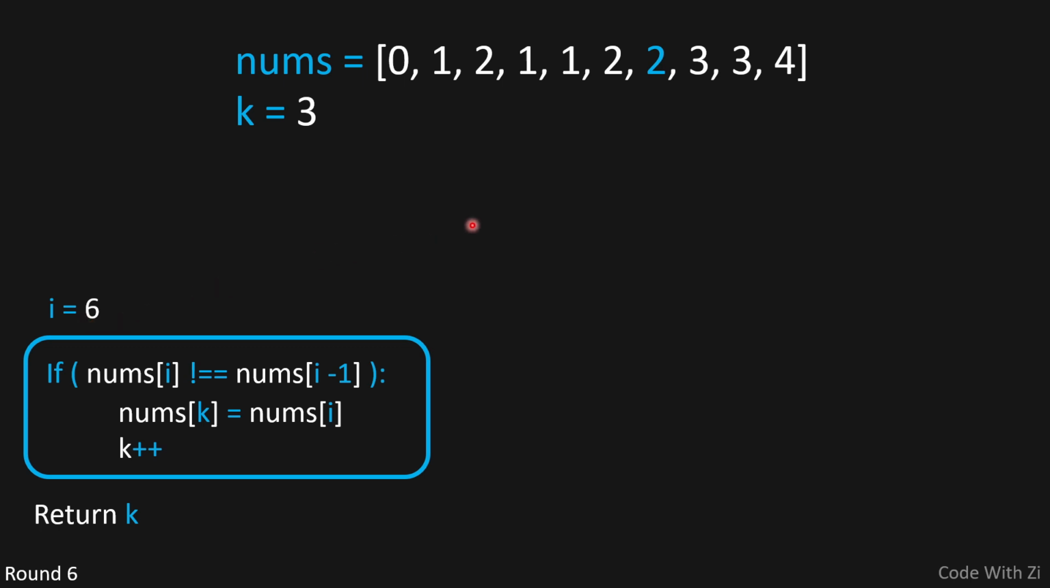In our sixth round, our I is going to be 6, so it's going to be pointing to this number. So numbers of I, which is 2, not equal to 2 because this is the number before it. So is 2 not equal to 2? Well, they are equal. So we're not going to enter this if statement, and we're going to move on to the seventh round.